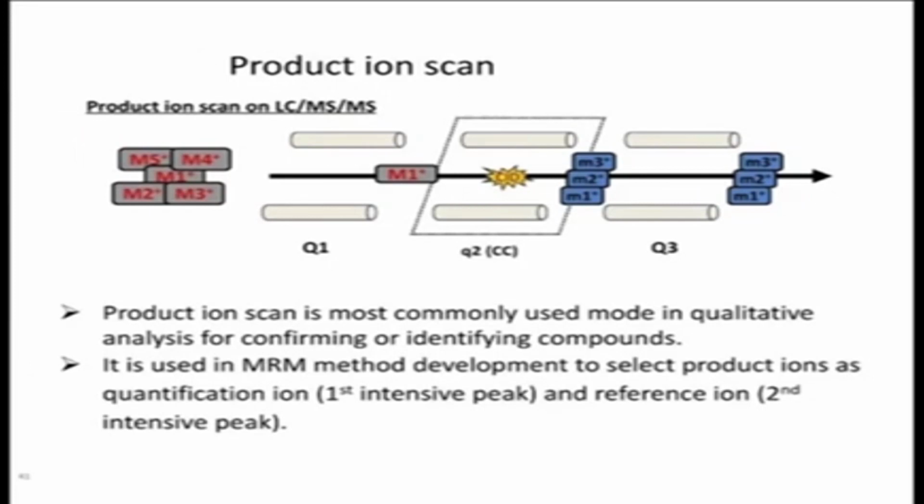Okay, this is the product ion scan. As I explained already, different types of ions are formed, and you select only the particular ions of interest. They go to the second quadrupole and get fragmented, forming different types of product ions, and you scan all the product ions.